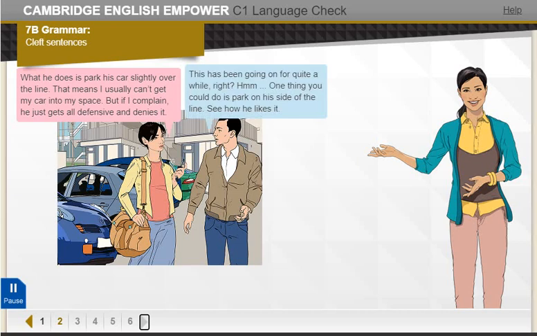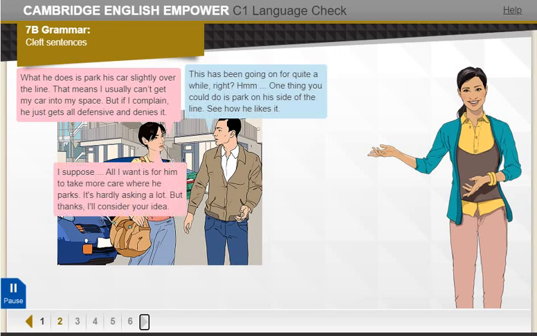This has been going on for quite a while, right? One thing you could do is park on his side of the line. See how he likes it. I suppose. All I want is for him to take more care where he parks. It's hardly asking a lot. But thanks, I'll consider your idea.